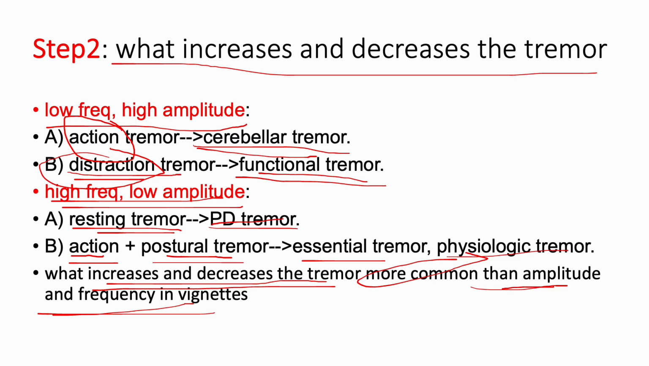Now, you see that in the high frequency low amplitude tremor, if there is a resting tremor, it is Parkinsonian, whereas if it's action and postural, you have two possible etiologies, which you have to make a differential diagnosis. Actually, it's really common that question writers will try to test your knowledge about essential or physiologic tremor. So you have to know how to differentiate these two, and I will describe it in the next slide. So let's go to it.